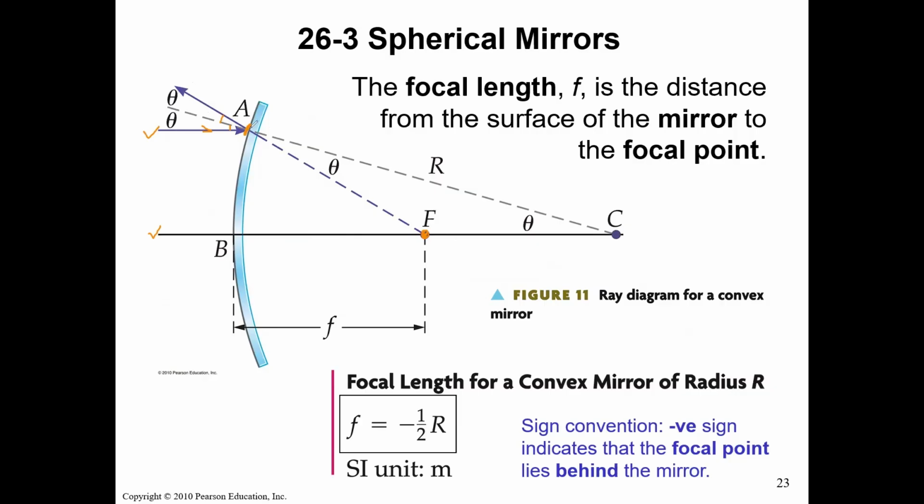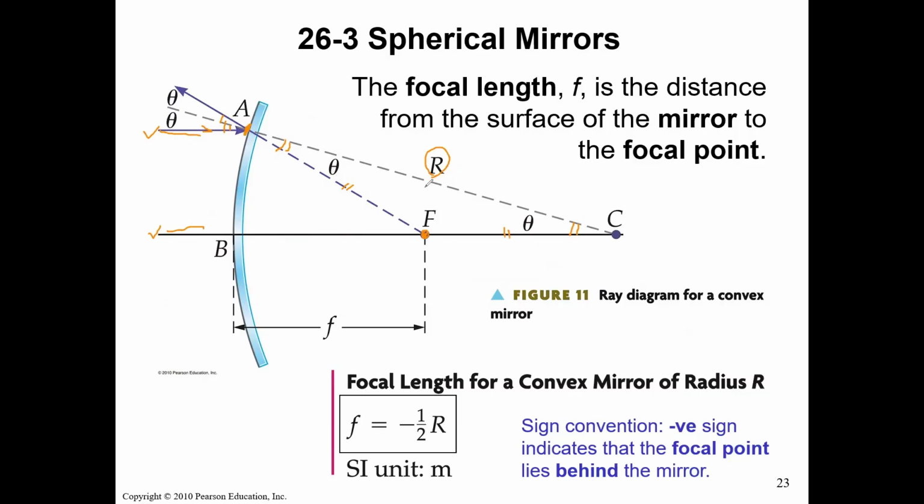And if we connect this point A and the center of curvature, we know the distance is exactly the radius. And we know that this angle is theta, and also this angle is theta, because this light ray is parallel to the principal axis. So this angle equals this angle. Now we have a triangle with two angles the same, so we have two legs the same. So AF equals FC.